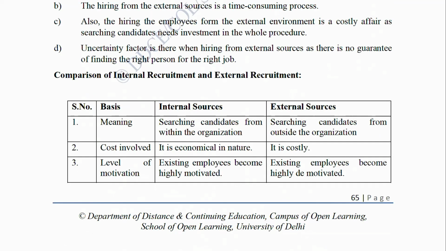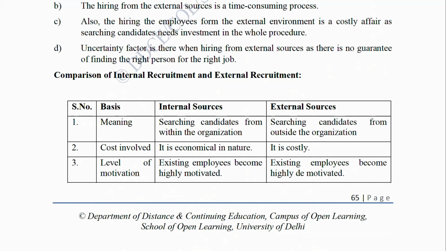Comparison of internal recruitment and external recruitment. Number 1. Internal sources means searching candidates from within the organization, whereas external sources means searching candidates from outside the organization. Second, internal sources are economical in nature, whereas external sources are comparatively costly. Third, in case of internal sources, existing employees become highly motivated, whereas in case of external sources, existing employees become highly demotivated.